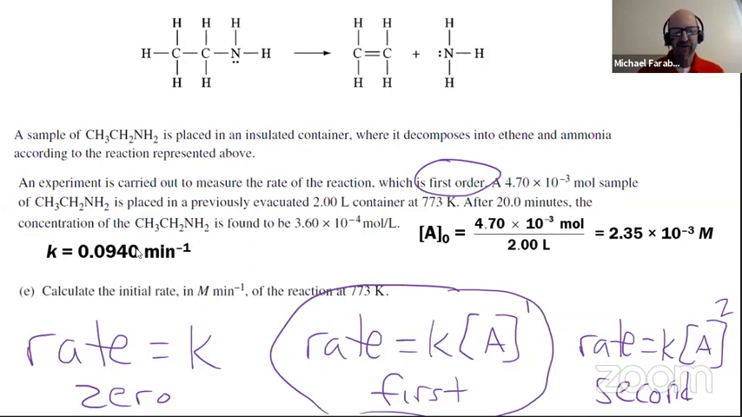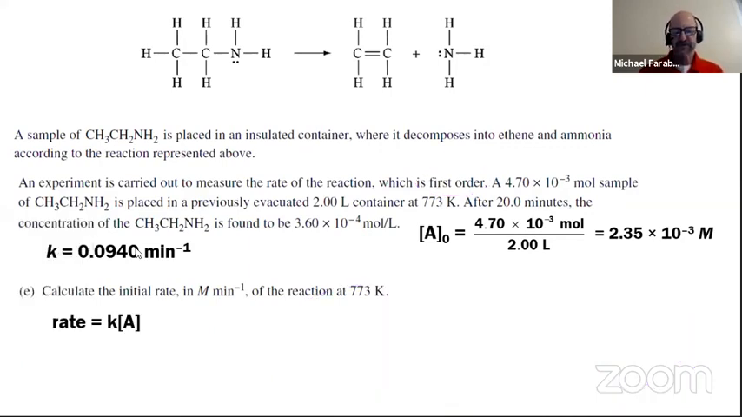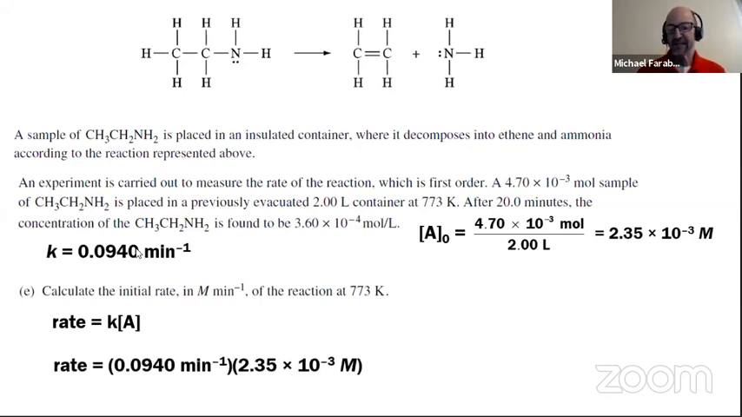So we already have the equation that we're going to use for a first order rate law. In part D, we just solved for the numerical value of the rate constant, and we still have our initial concentration that we calculated earlier. So my units are going to be molarity per minute. That's going to give me the initial rate. So initial concentration times rate constant, and I get 2.21 times 10 to the negative 4, and that's molarity per minute, or moles per liter per minute.